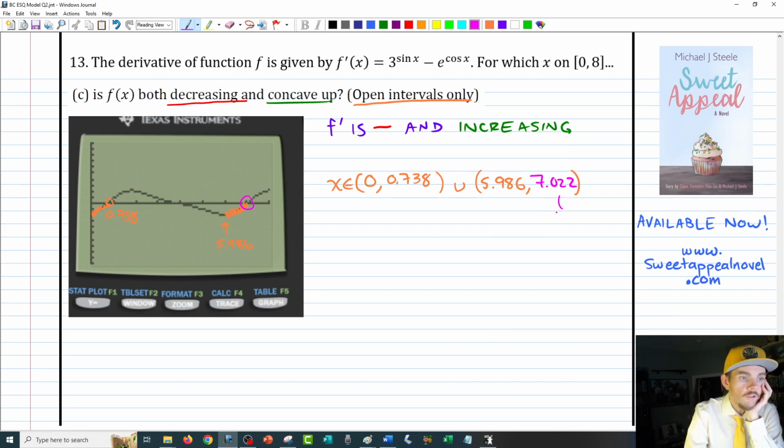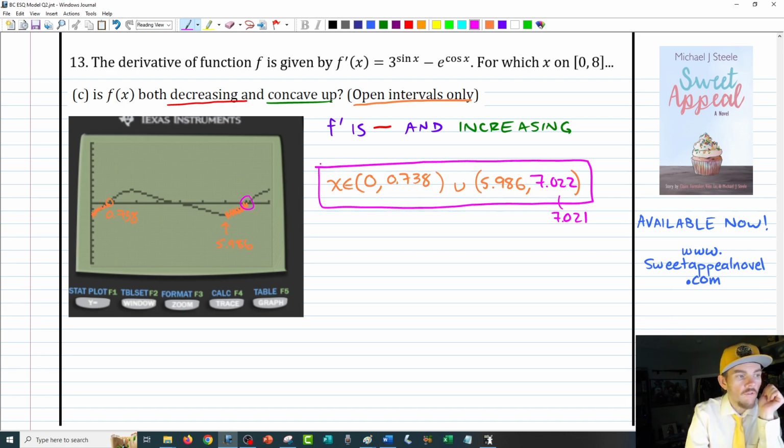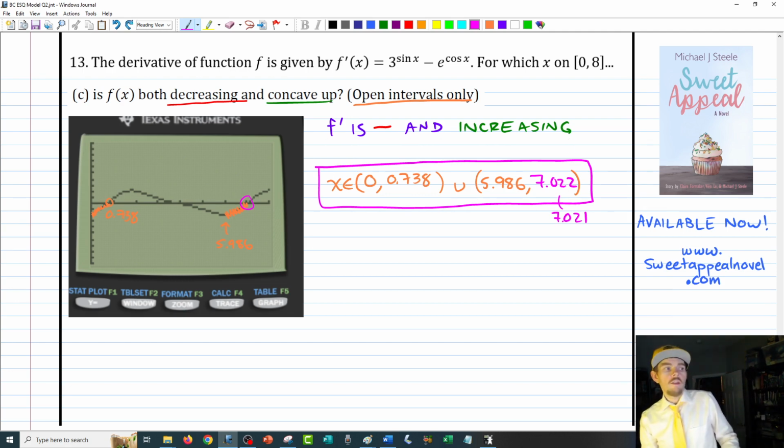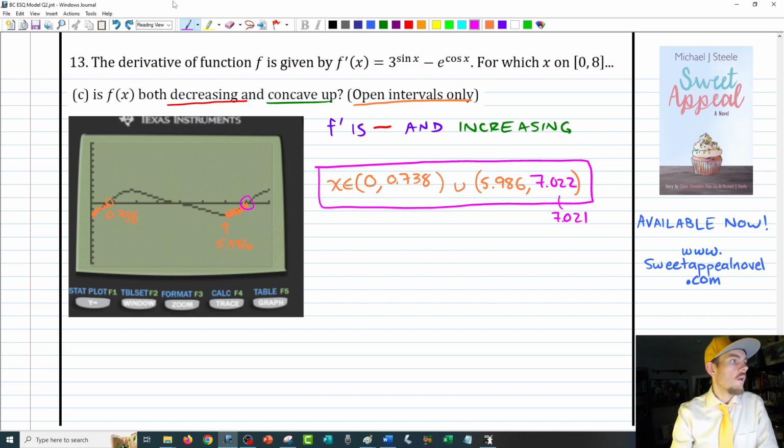7.022. You could also have gone with 7.021. But the important thing for us is that we have our interval, and we did justify it right up here. F prime is negative and increasing. So there we go. There is our stuff. So that concludes question 13. Again, it's a lot of calculator work. It's really interrogating the Whittler button up there on second trace.